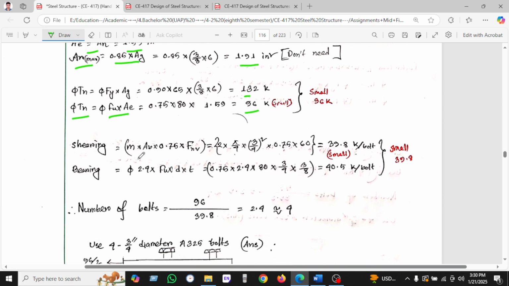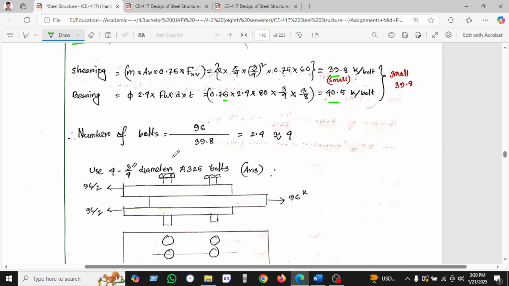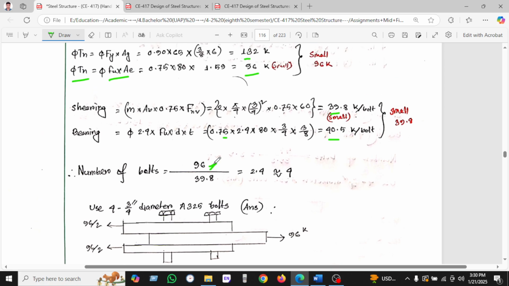For shearing we use Rn equal to Fnv into Ab, with phi 0.75, and putting in the values we found 39.8 kip per bolt. And for bearing we used phi equal to 0.75, 2.4 Fu d t, and found 40.5 kip per bolt. So we are taking the smaller value, 39.8. And for the number of bolts, the load given here is 96 kip, and the shearing is 39.8 kip per bolt.